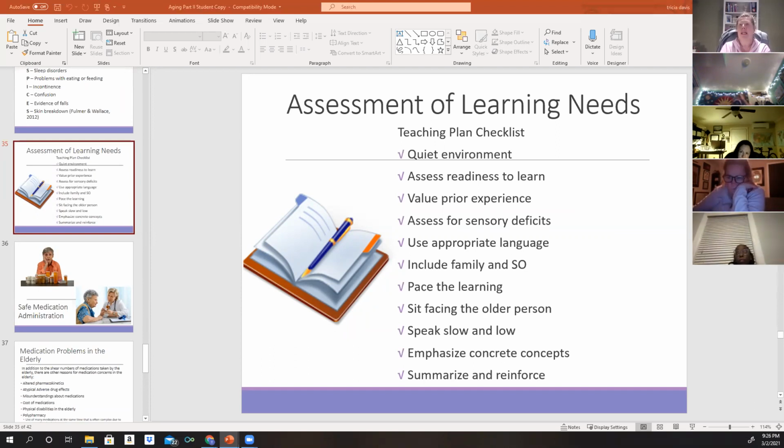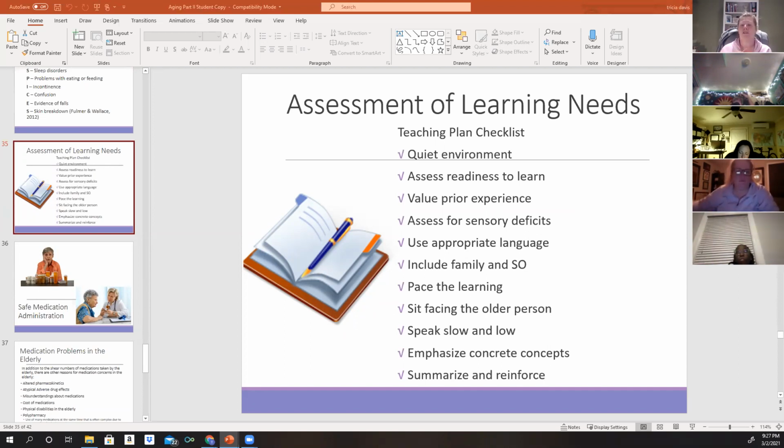Just some of the things you really want to keep in mind is that when you're teaching them, you have a quiet environment. So shut that door, turn the television off, ask them not to take any phone calls, because you want that one-on-one time to be productive. You want them to really understand what you're saying, make sure that you get your point across, and make sure that you address any questions that they have.